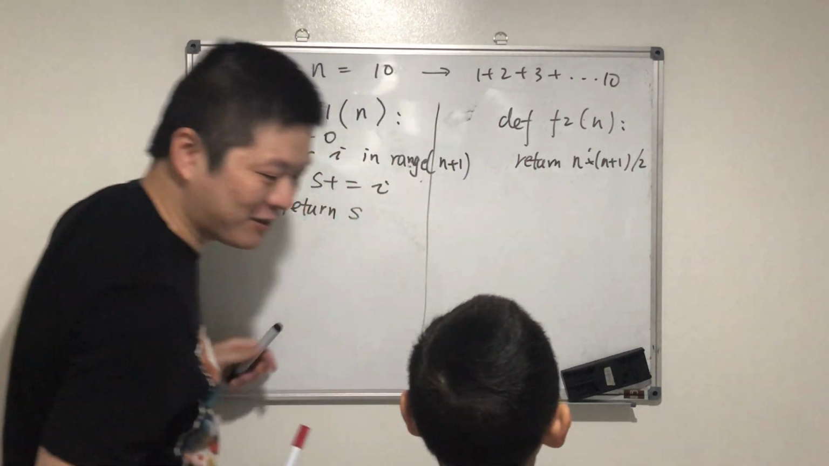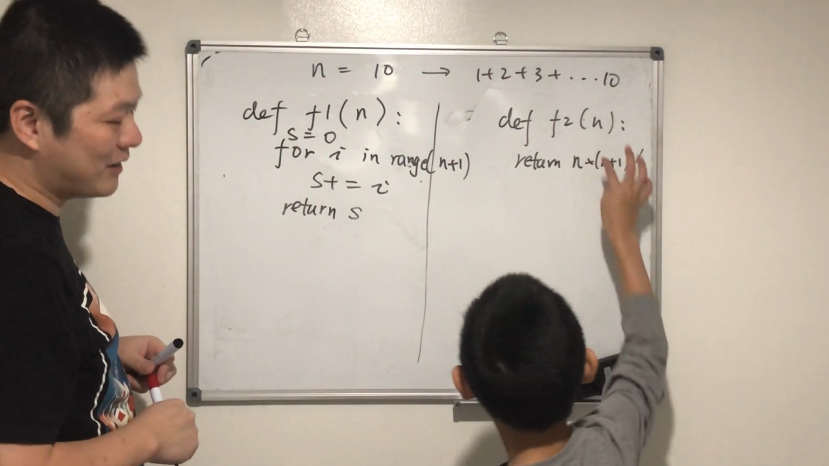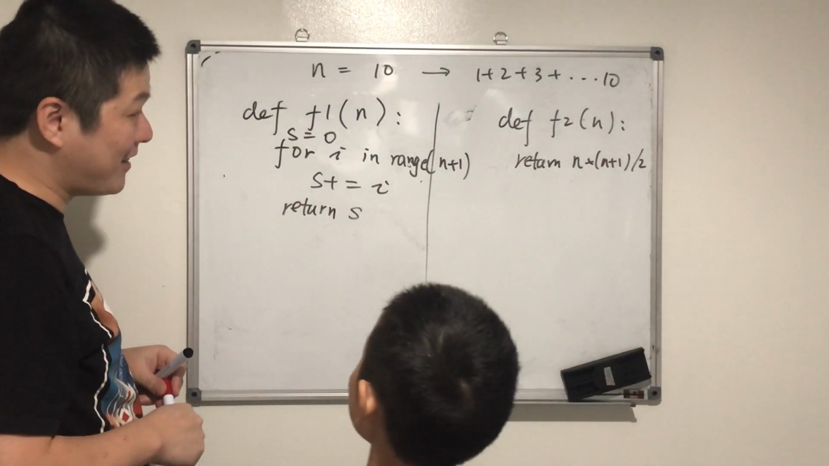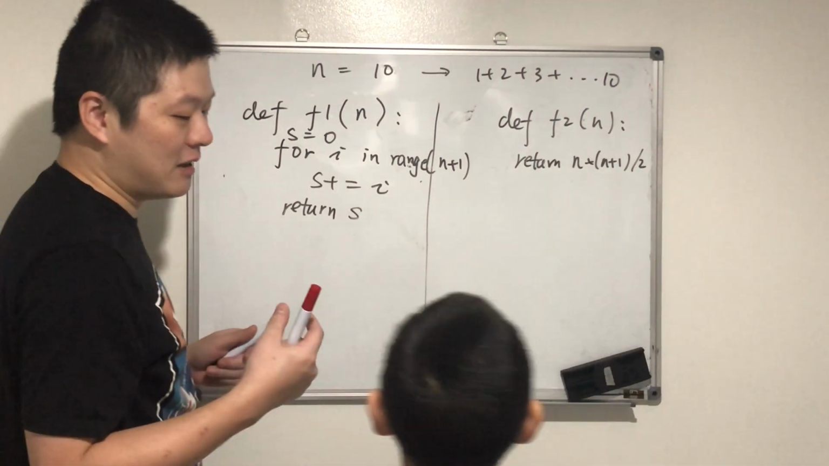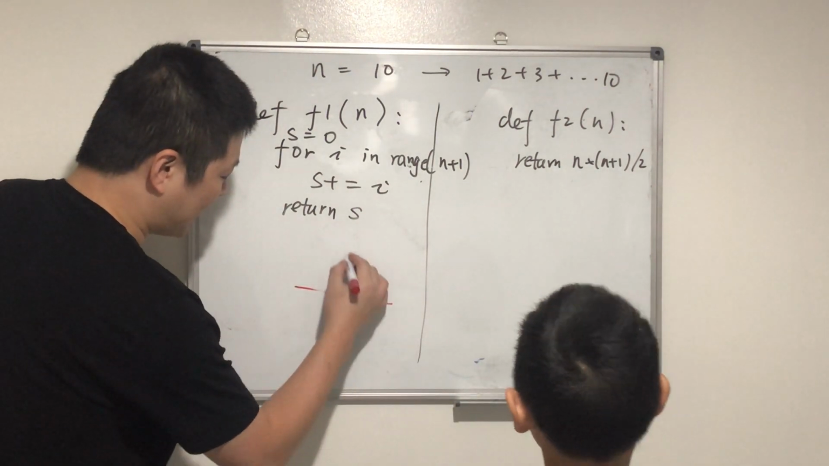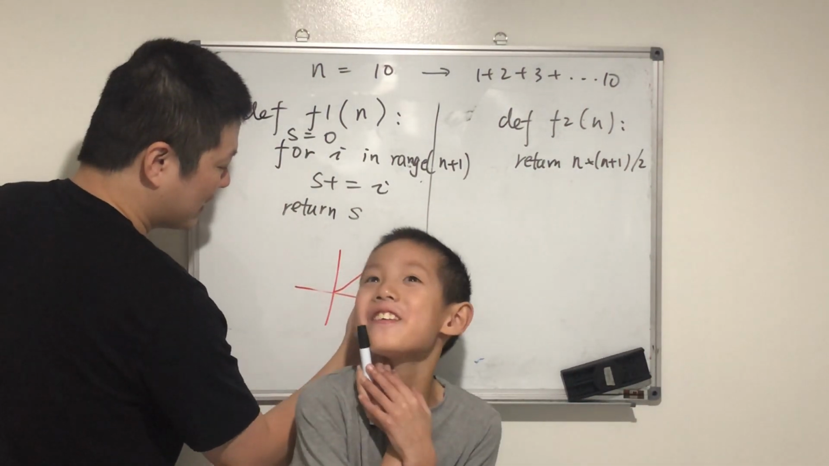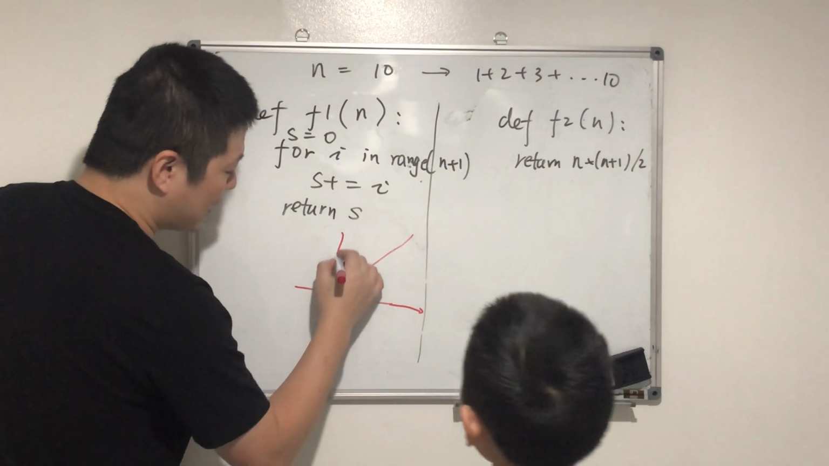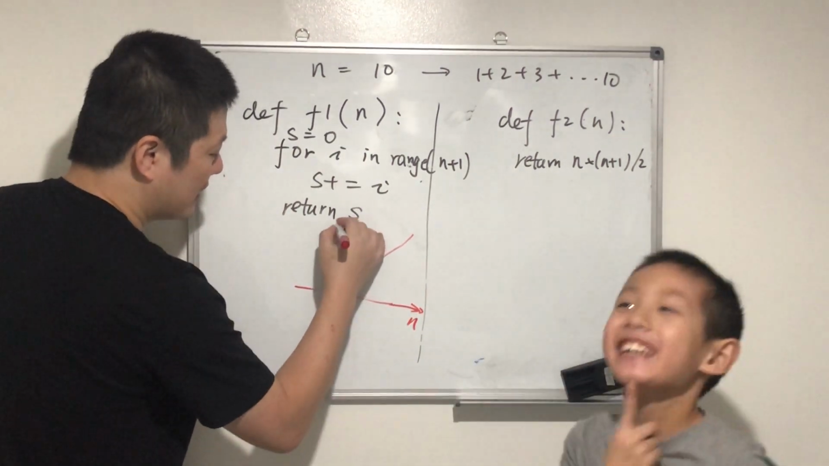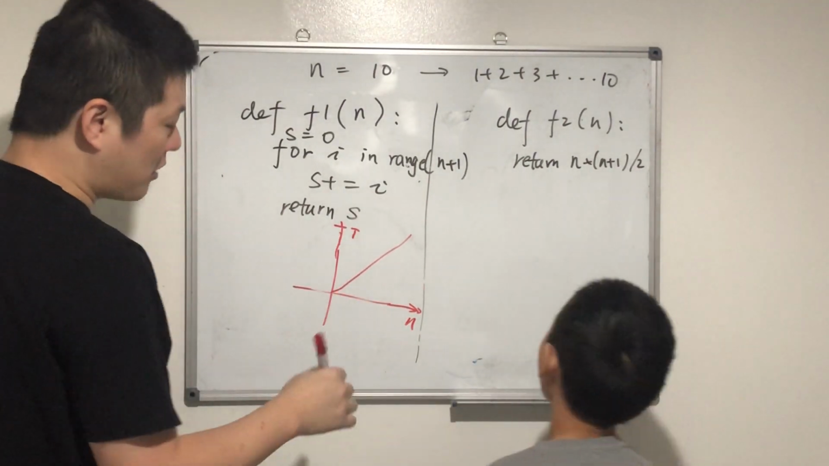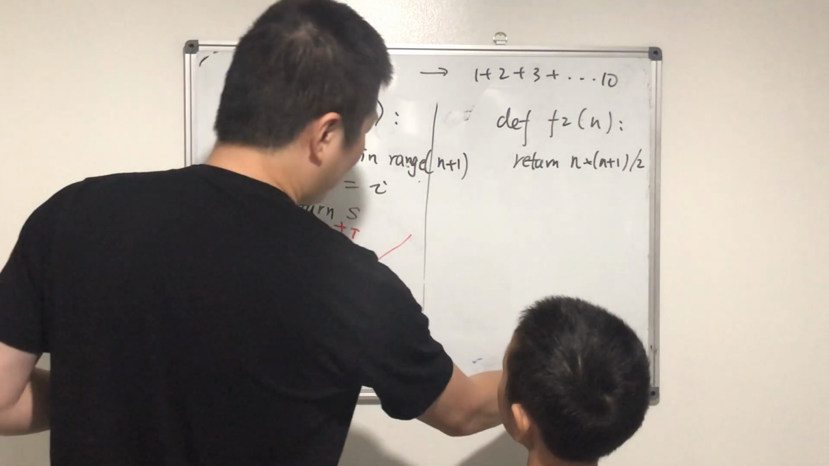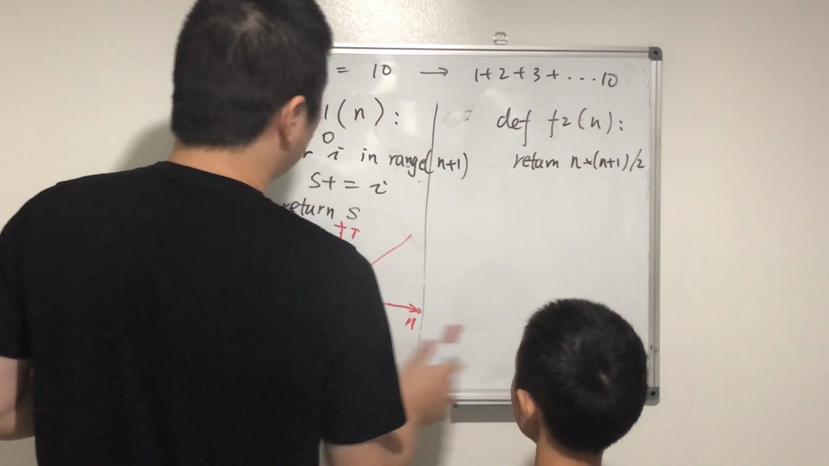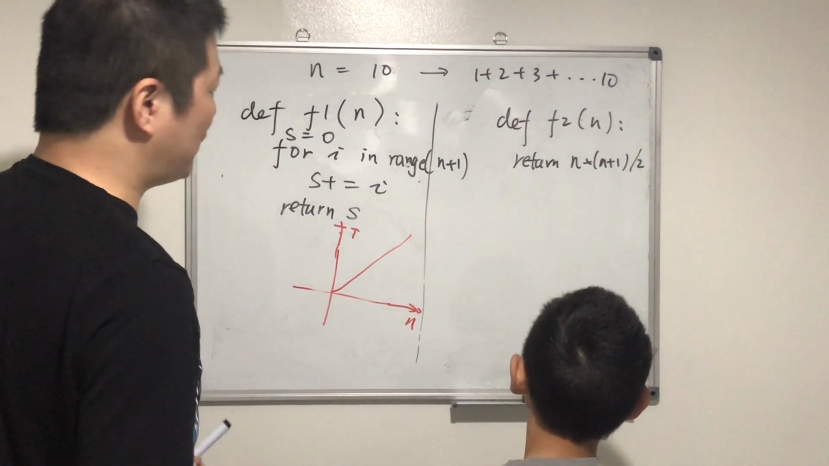So which one is faster? Which one is better? Yeah, you know the answer. Remember we talked about the linear complexity. This is n, this is t. This is linear. Which one is better? Just guess.